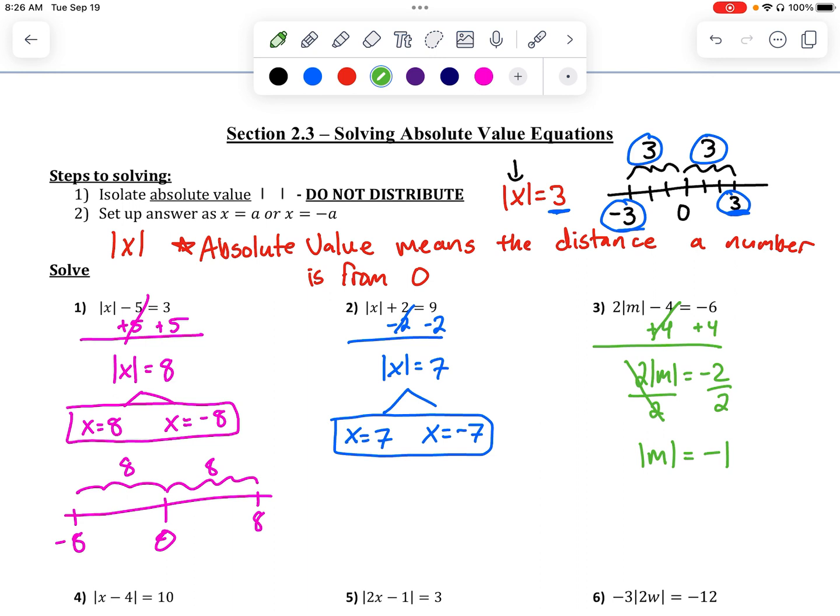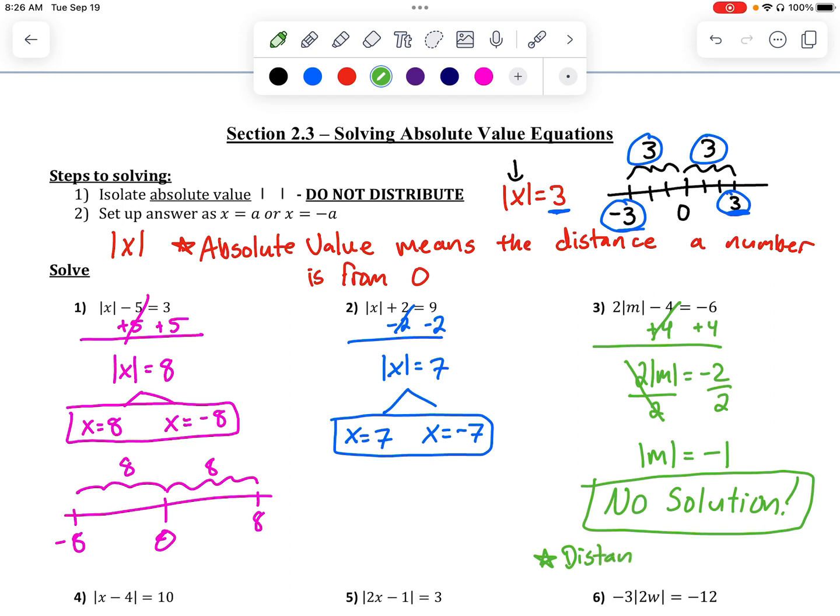Ooh, so this one looks kind of special. So we've got this negative 1. So the absolute value equals negative 1. So when you have a case like this, it is actually no solution. The reason for that is because your absolute value cannot equal a negative number, because the distance from 0 can't be negative. So if you ever have the absolute value equals a negative, it's no solution because distance can't be negative.